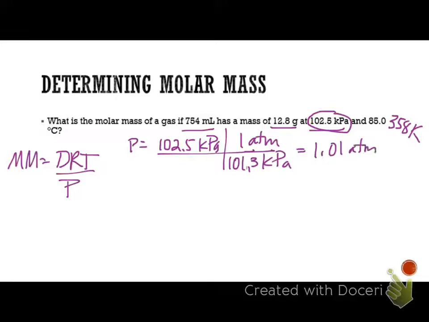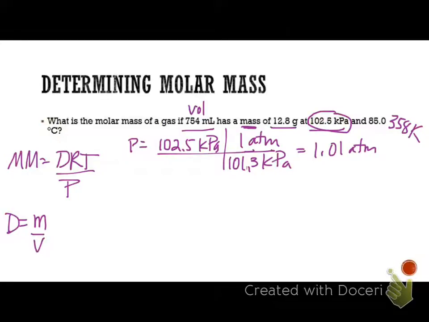Okay, so now I look and see that I need my density, and it does not give me a density. However, it does give me a mass, and it does give me a volume. And so I can use density is equal to mass over volume, and I can calculate that.